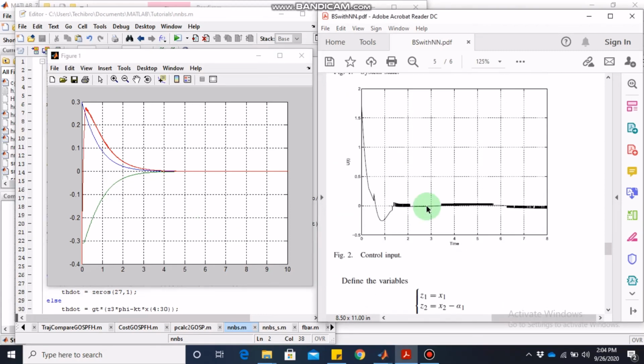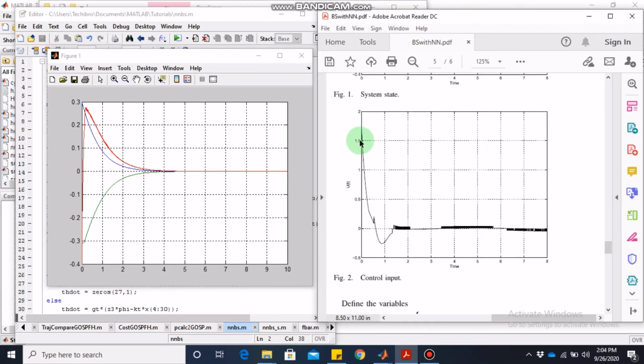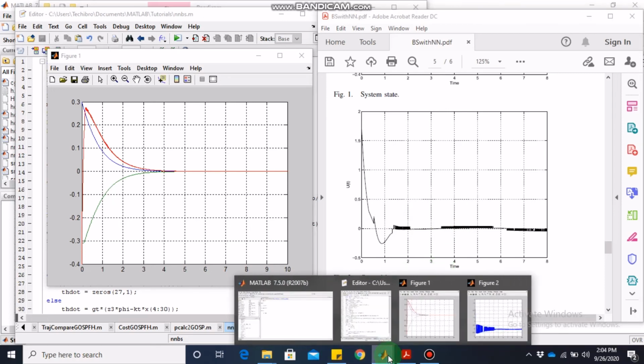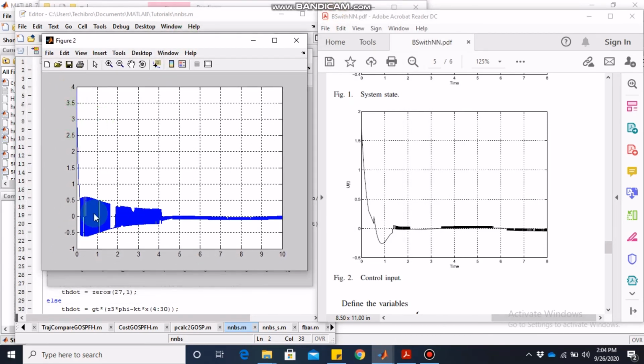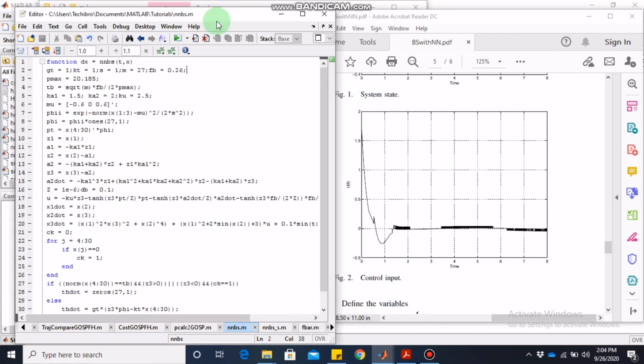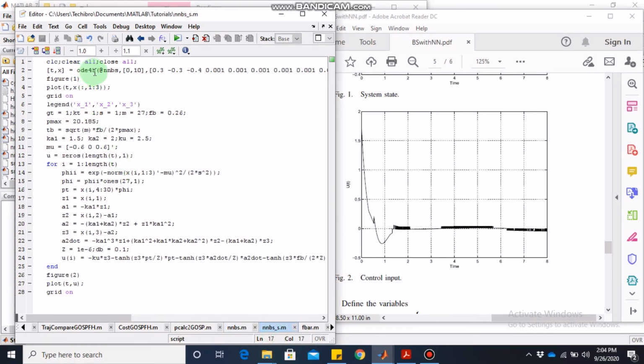Similarly, if you look at the control, here the control has some chattering, and if you look at my control, there are two differences. First of all, the chattering is much more compared to this control, but the overall structure is the same. There's also a difference that the highest magnitude of this control is close to 2, and in my case the highest magnitude is 4. Now, having said that, let me show you what happens when I use a different solver instead of ODE 45.